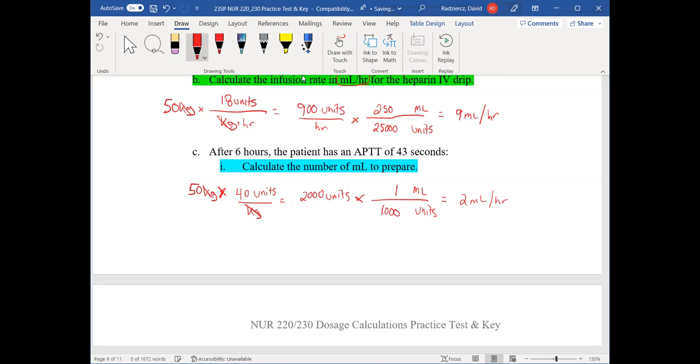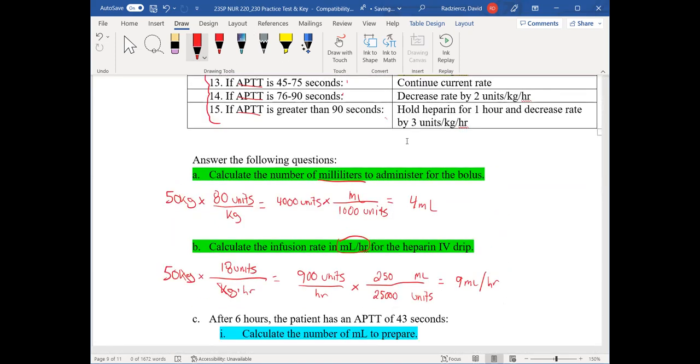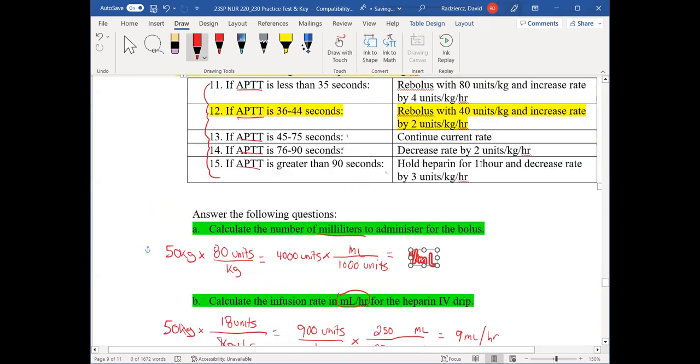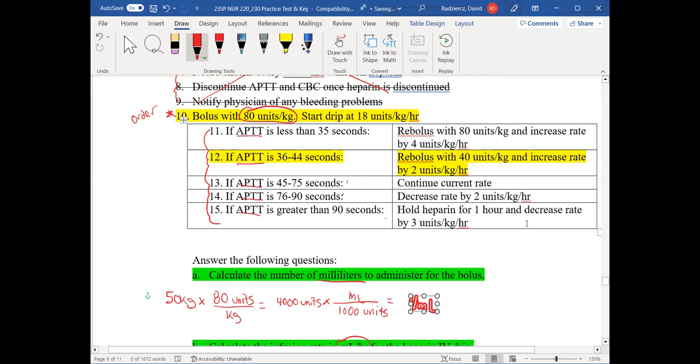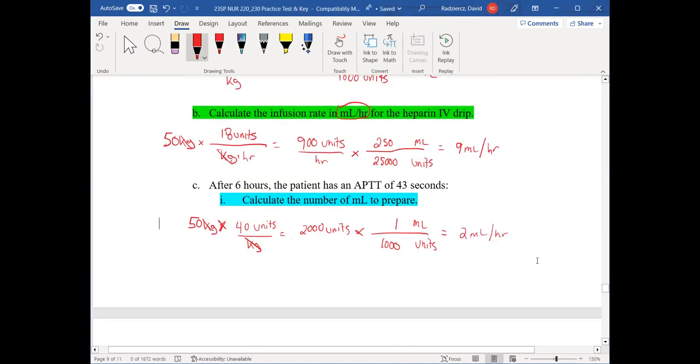Now, you could have saved yourself a step, because if you knew that the original was 4 milliliters per hour, and then we cut it in half, from 80 units to 40 units, then we would know, okay, it's 2 milliliters per hour, it's half. But it's good to work through it as practice. Also, your test may just say, here's the protocol, or they give you the details, the available and everything like that. And then they're going to say, after 6 hours, APTT is 43 seconds, prepare a bolus, and you may not even know what the original bolus was.